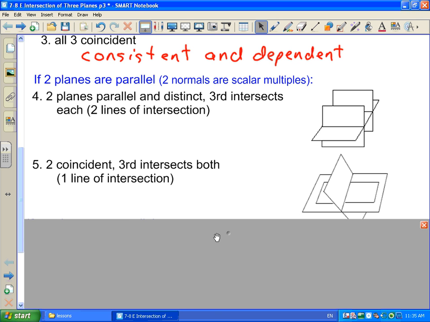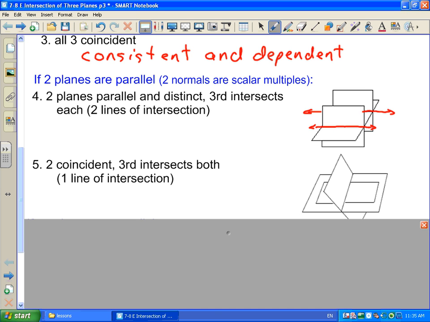We can have two of our planes here are parallel and distinct that you see right here, and this third one kind of intersects both of them. So what we're going to have in that case are two lines of intersection. One kind of going like this, and one kind of going like that.